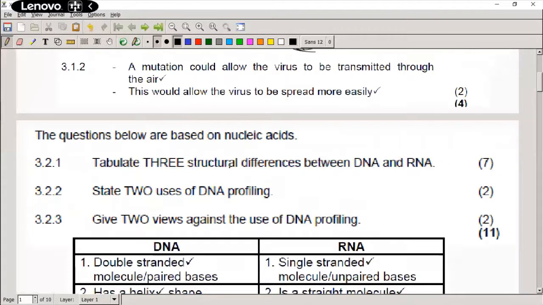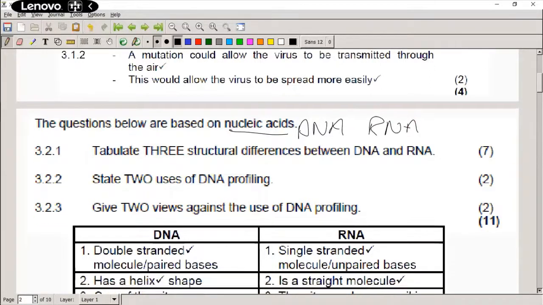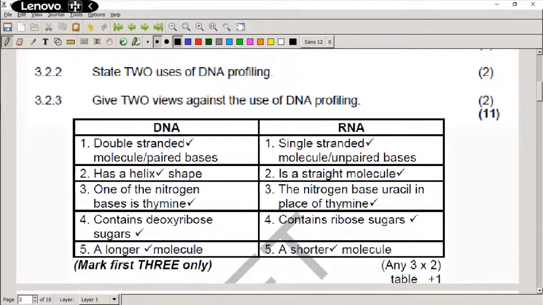Okay. Then the questions below are based on nucleic acids, so DNA or RNA, deoxyribose nucleic acid or ribose nucleic acid. Tabulate three structural differences between DNA and RNA. So let's take a look. DNA has got two strands. We're going to go into that in more detail today, with RNA being a single strand. So DNA is paired, RNA is not.